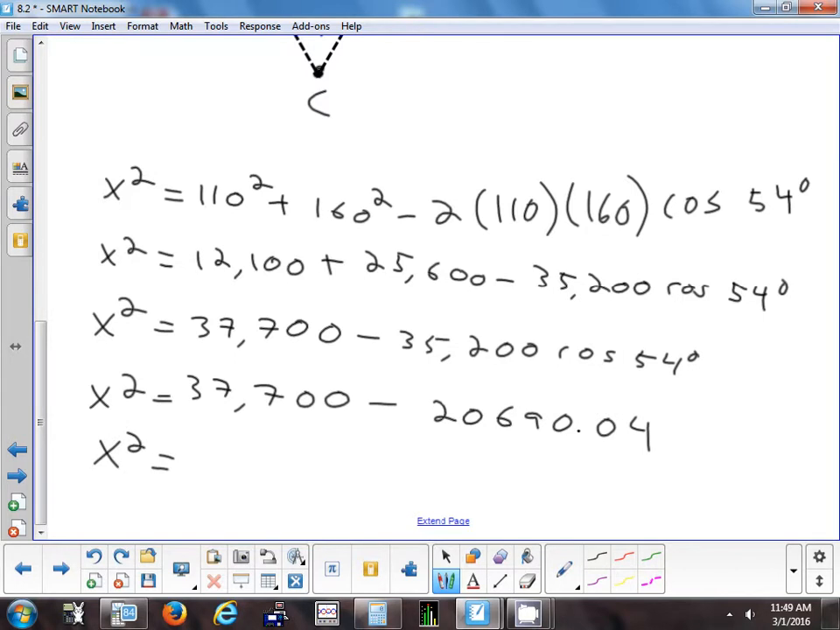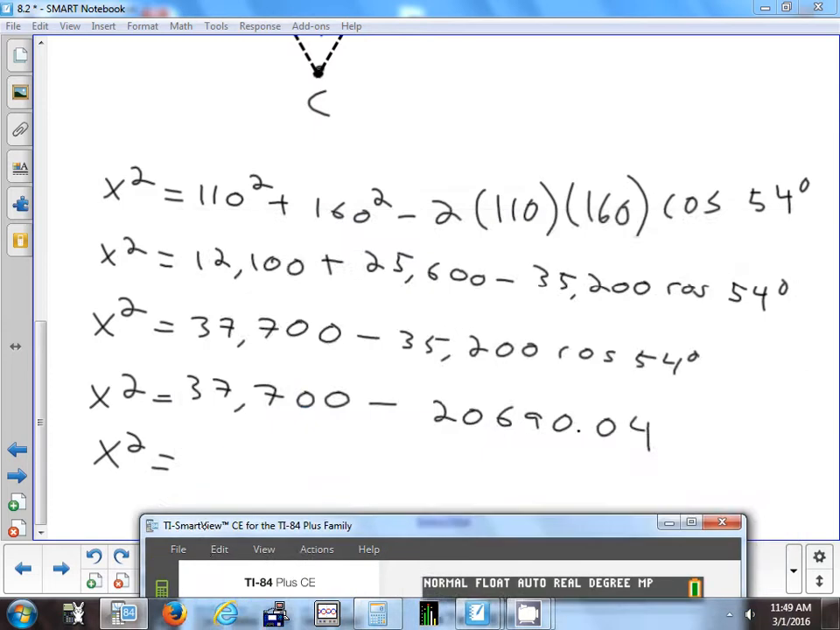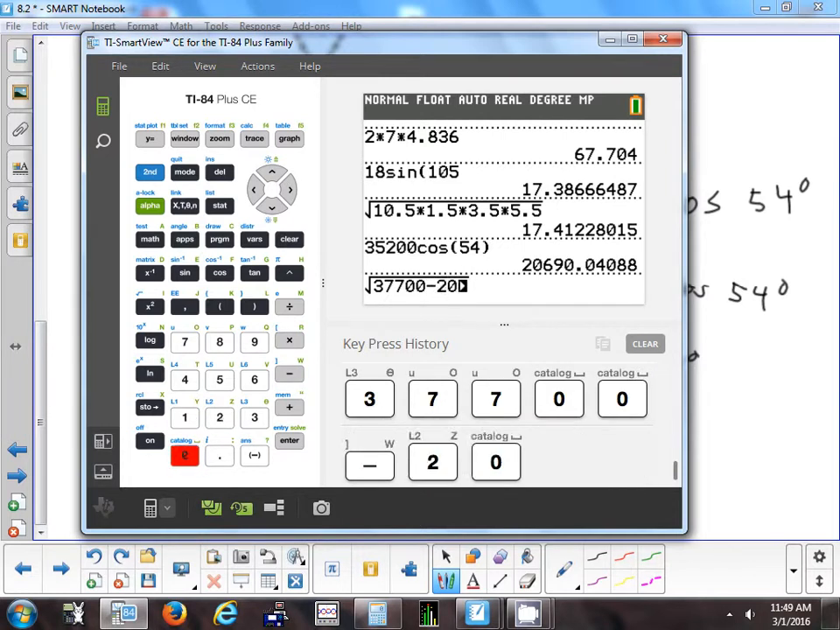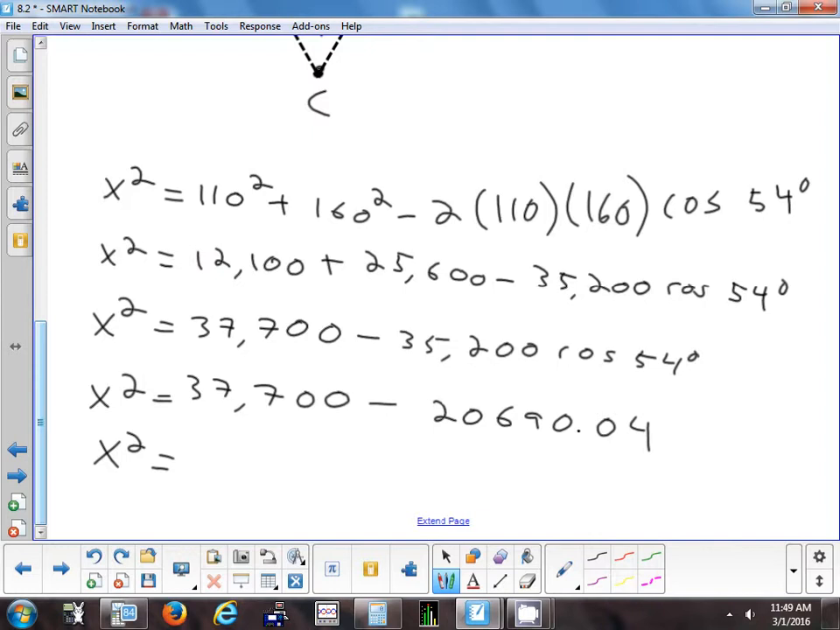Next step, we're going to subtract these and then take the square root. Let's just type it all in at once. Square root of 37.7 minus 20,690.04. Actually, I could have just done minus the second answer because it's the last thing I had. So we should get a distance between the houses of 130.42 feet. Yep.